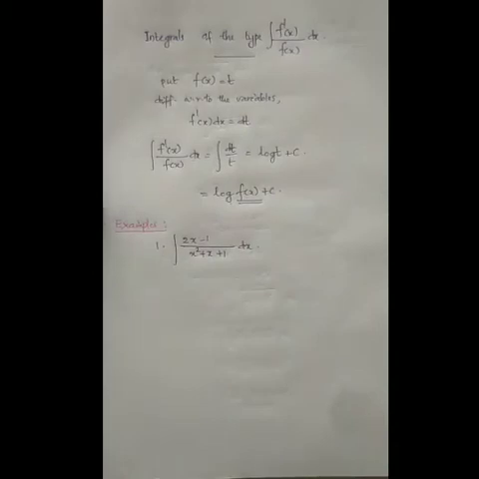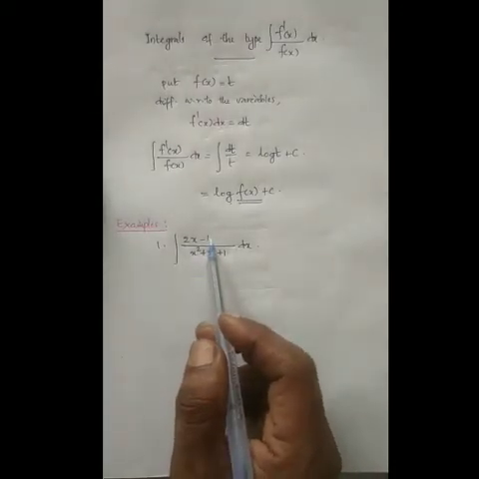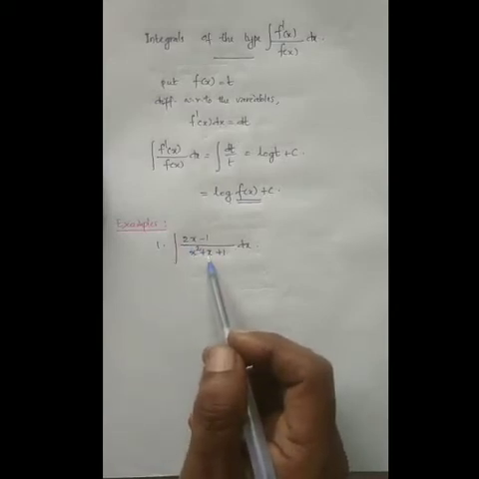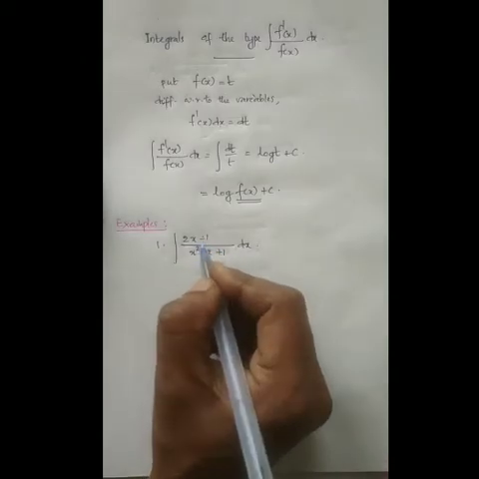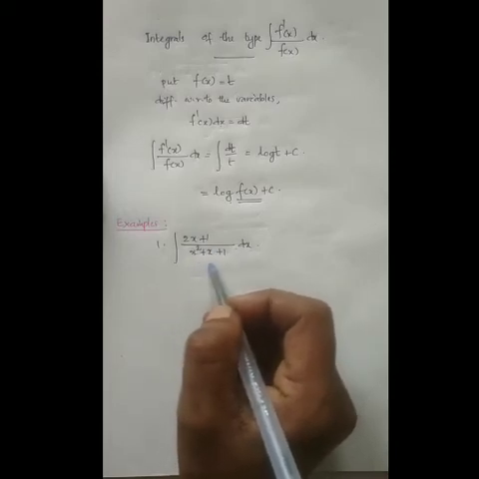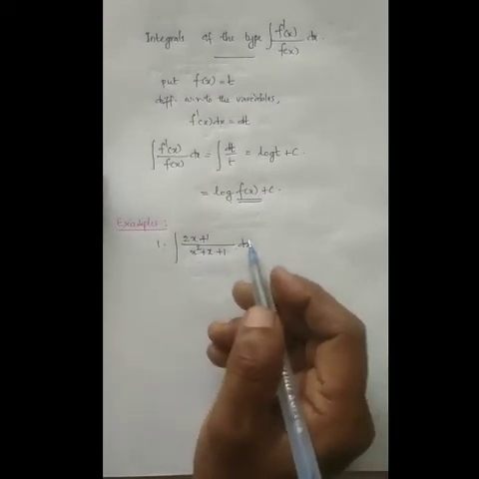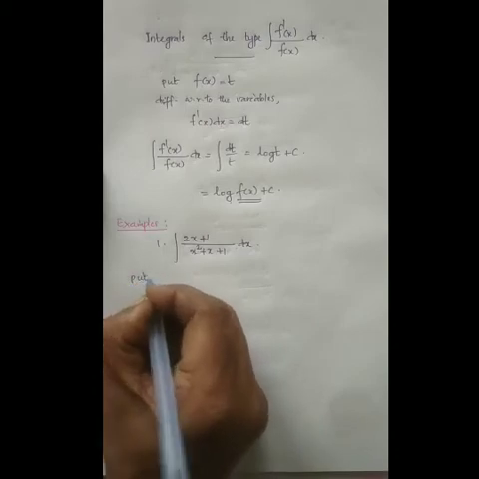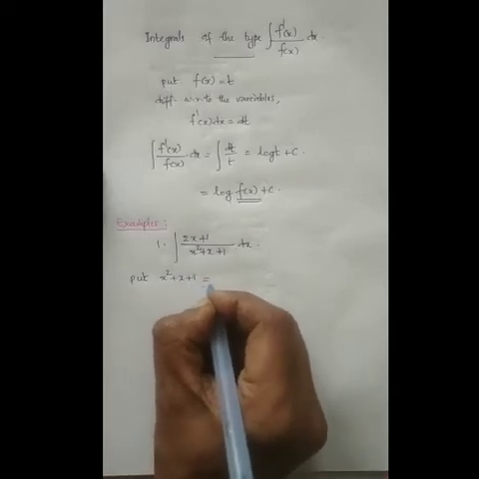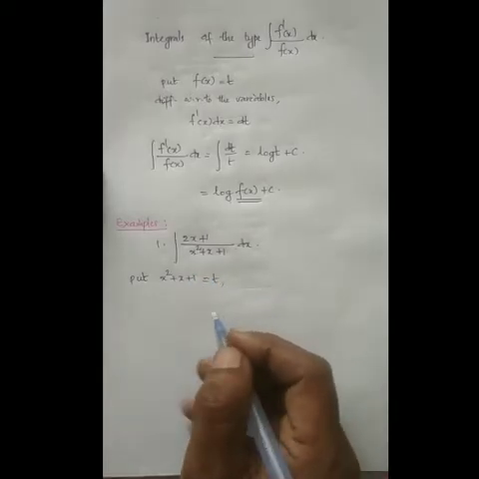Some examples. First one, integral of 2x plus 1 divided by x square plus x plus 1 into dx. Here see, the denominator's derivative is the numerator. That is, derivative of x square is 2x and of x is 1. For integrating, put the denominator equal to t. Put x square plus x plus 1 equal to t. Then differentiate with respect to the variables.